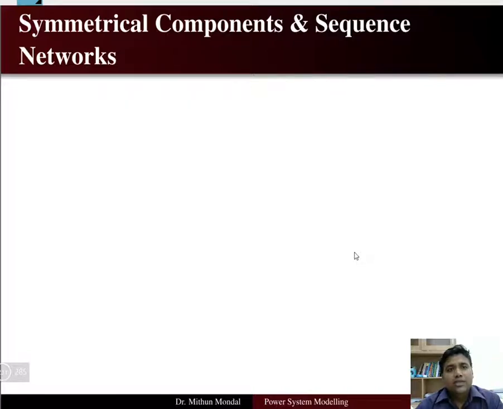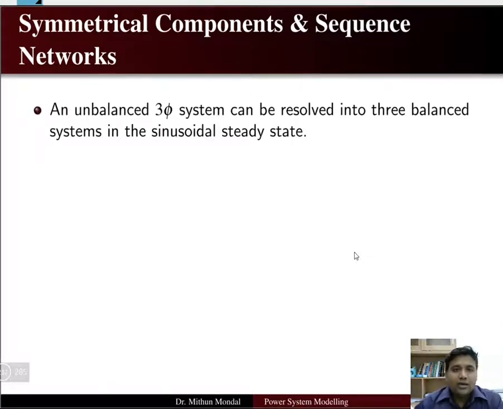Welcome to the next lecture in power system modeling. We are going to discuss the symmetrical components and sequence network here. Any unbalanced three-phase system, when we are dealing with some unbalancing, has to be resolved into three balanced systems in the sinusoidal steady state.